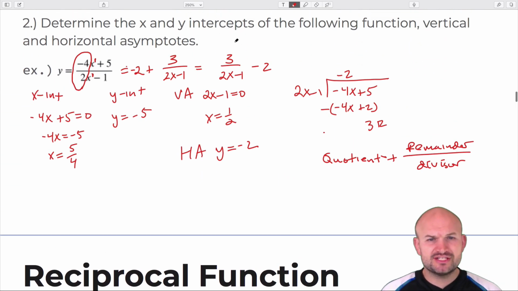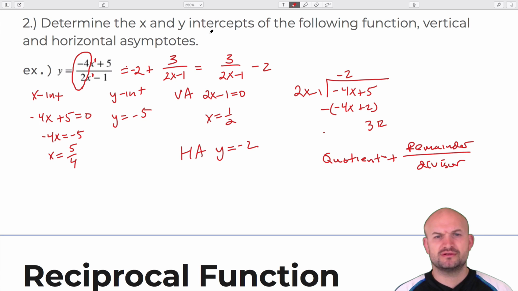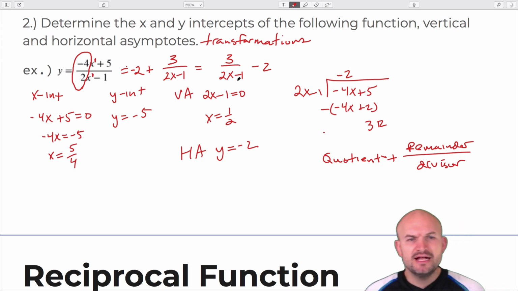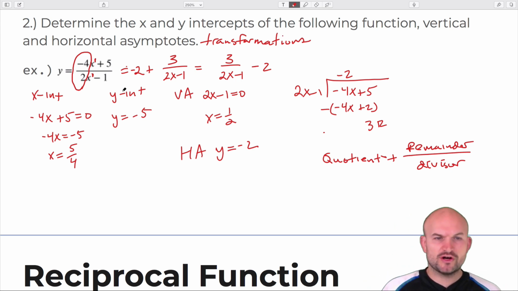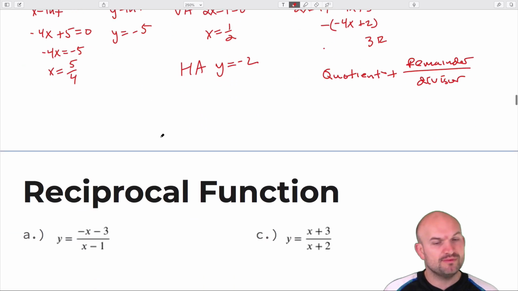I actually wanted to add transformations. Because the only difficult thing about this rational function is, we can figure out the x and y intercept, the vertical asymptote, and horizontal asymptote now rather simply. But as far as understanding transformations, it's a little bit more difficult. That is why understanding something in the reciprocal form would be beneficial.